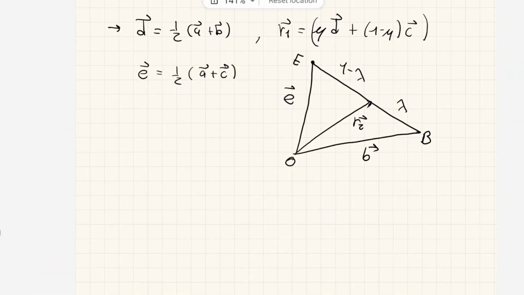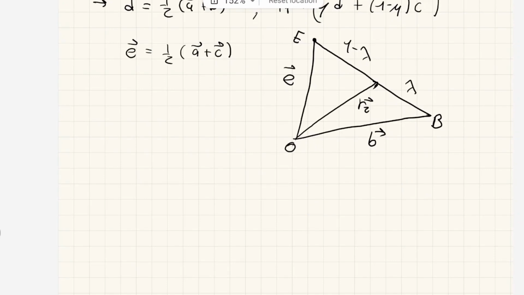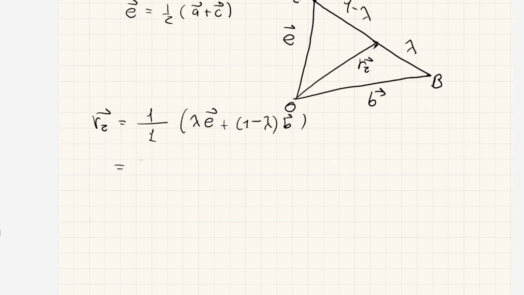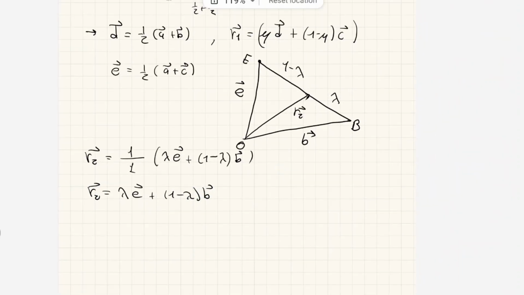So in this picture, I think it's more clear to see that we can define R2 in terms of A and B as follows. It will be 1 divided by (1 minus lambda plus lambda), but that is equal to 1, and then it will be lambda times E plus (1 minus lambda) times B, right? Yep, so let me just write it again in a more fancy way. So, yeah, I think this will be R2, right?